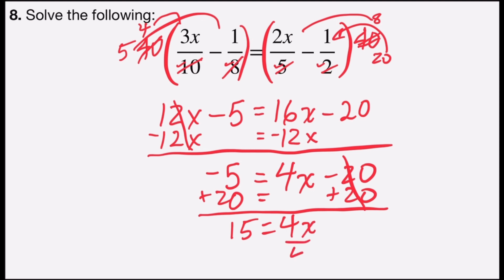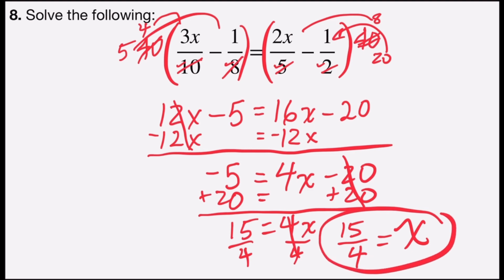Last step, I'll divide both sides by 4. 4 divided by 4 is 1x. And 15 divided by 4 is not a clean division, so I can just express it as the fraction 15 fourths. And so x would equal 15 fourths.